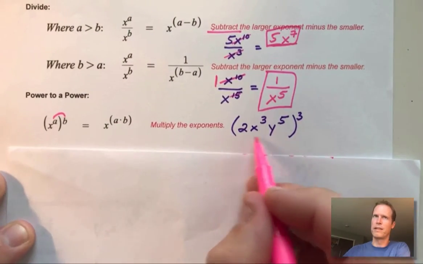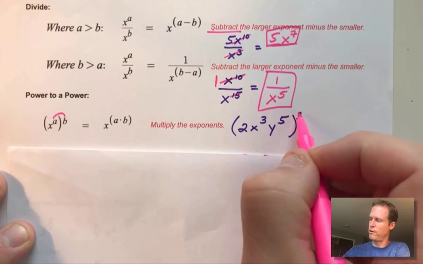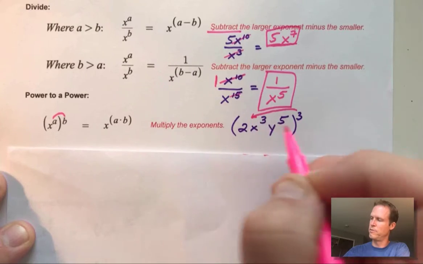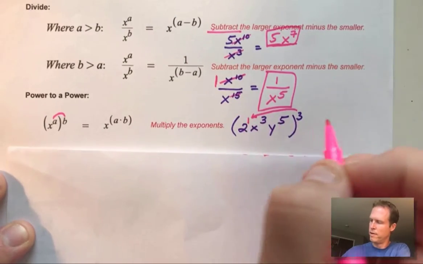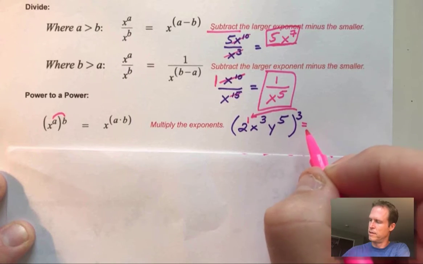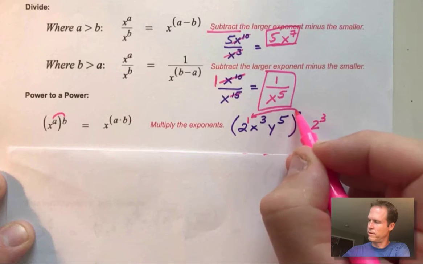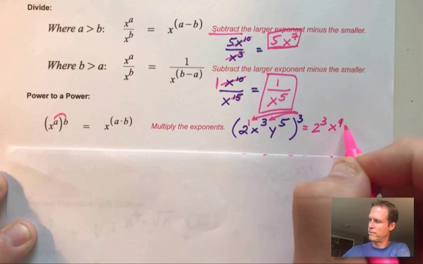So if you have an expression like this that has 2, x to the 3rd, y to the 5th, and it's all being cubed, when you distribute this 3 in here, it is not 2 times 3, it's times the 2's exponent. And when you don't see the exponent, there's a 1 there. So that becomes 2 to the 3rd power. Then I'm going to have x to the 3 times 3, which makes x to the 9th, and then y to the 15th.